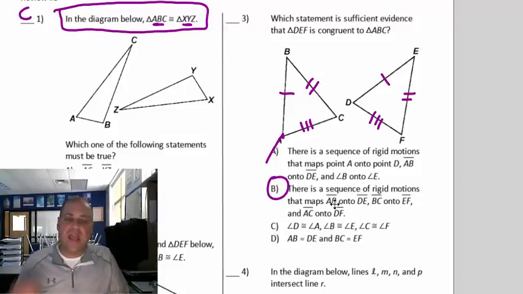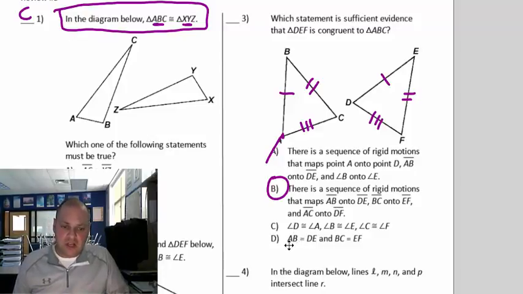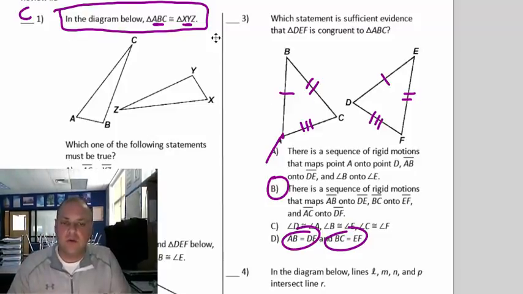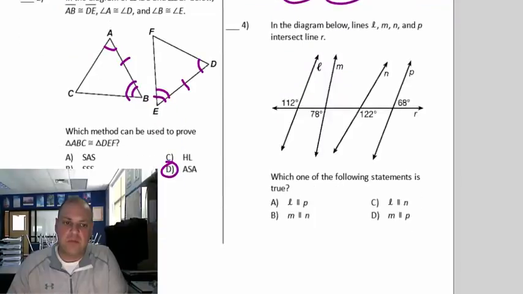Choice C talks about the angles. Angle, angle, angle is not enough. All right, and then just giving two pairs of sides, that's not enough. You need side, angle, side, or you need 3. All right, so we knew that was not enough. So it is choice B that would be sufficient evidence.